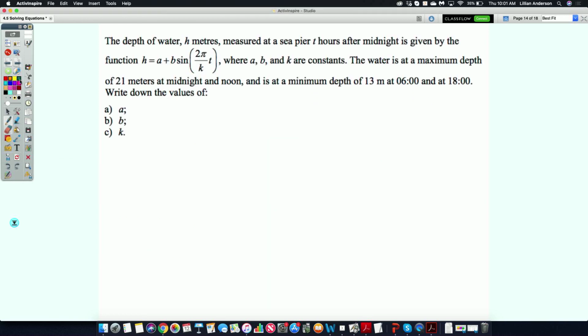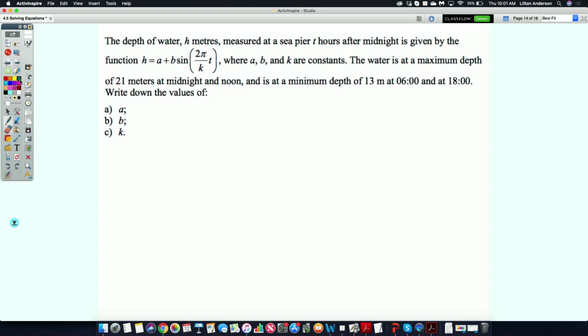So, don't write this down. I am recording this so you guys can go back and get this example down if you would like. Okay, here's an example of an IB problem. It says the depth of water, h meters, measured at a sea pier t hours after midnight is given by the function h equals a plus b sine (2 pi over k) t, where a, b, and k are constants. This is what I was talking about. A lot of times they'll give you the equation that you're working with. It's more a matter of can you find the a, can you find the b, can you find the c, can you find the d.